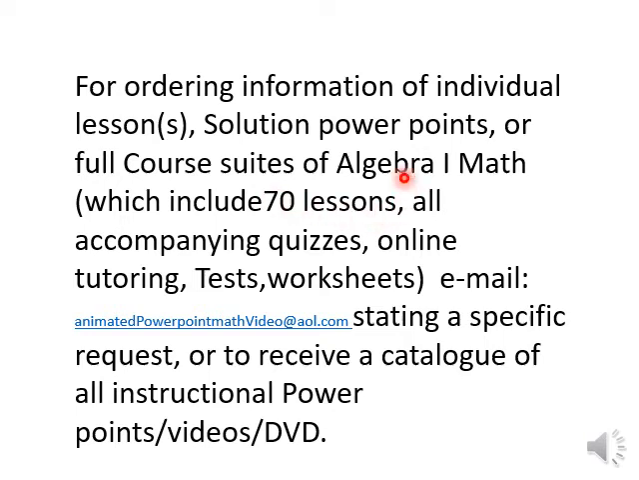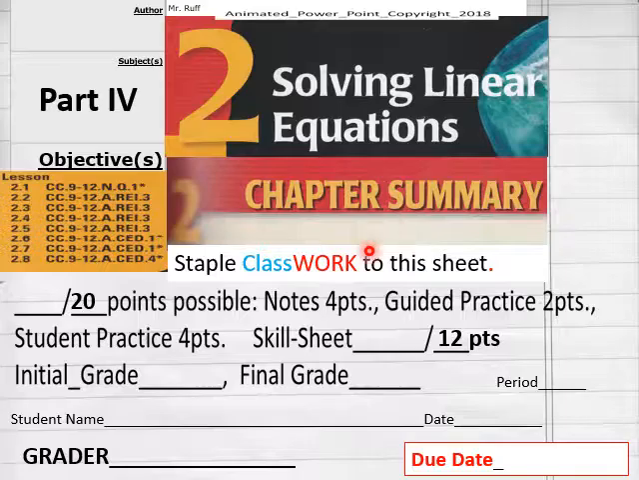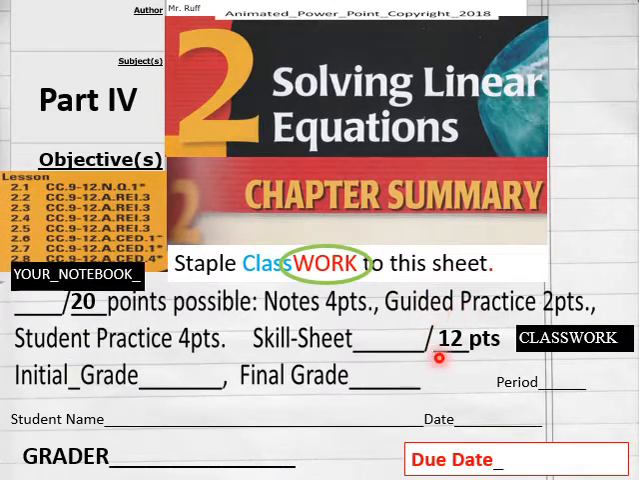Hello everybody, getting ready to do Chapter 2 Review and Summary, Part 4 today, classwork for Algebra 1 Math. And on your classwork sheet, you got 12 points. Have that out ready to go, students. And 20 points will go into your notebook or your notebook guide.